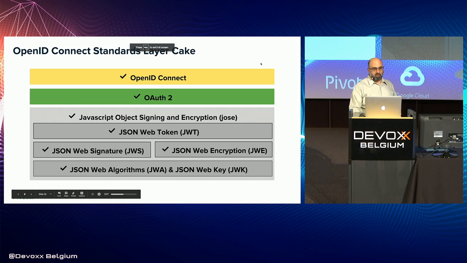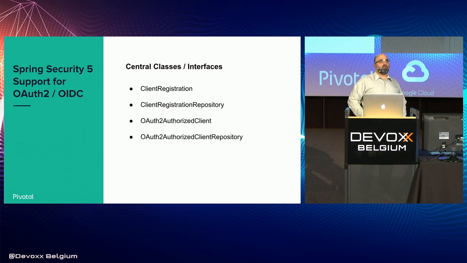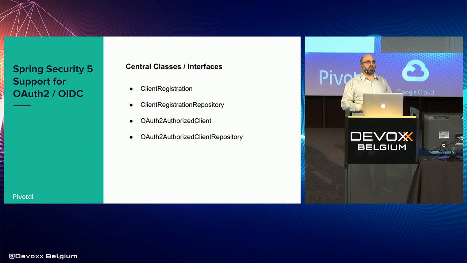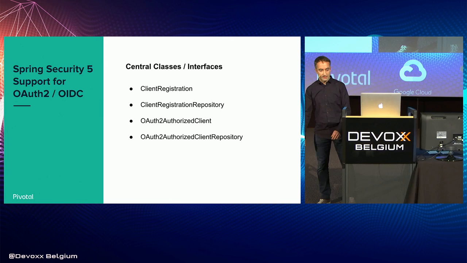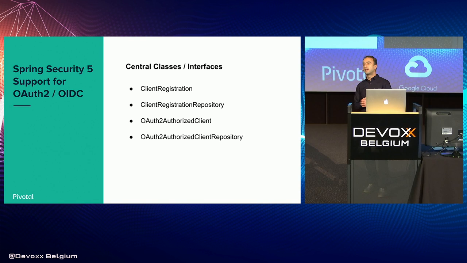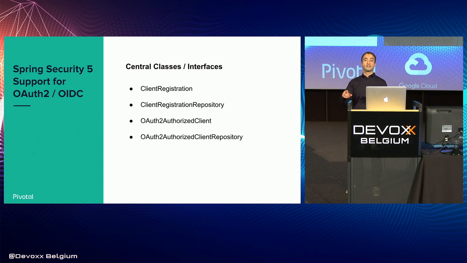We're going to now look at what the central classes are, what's actually in Spring Security 5 for working with all of this infrastructure. So I was making reference to this earlier, the client registration. The central classes, the client registration and the OAuth2 authorized client, these two are the central classes to OAuth2 client functionality. What are they?